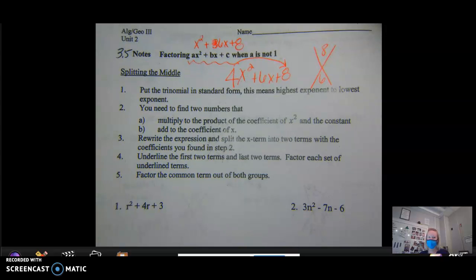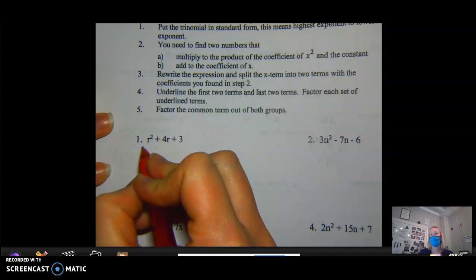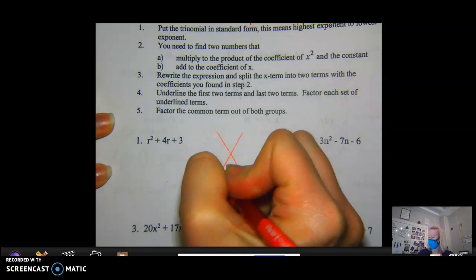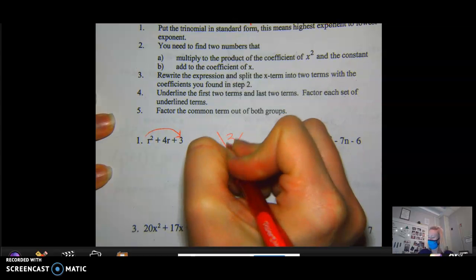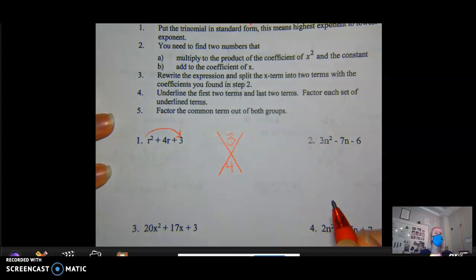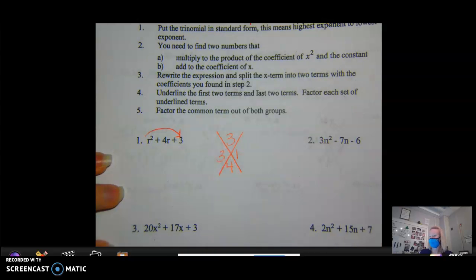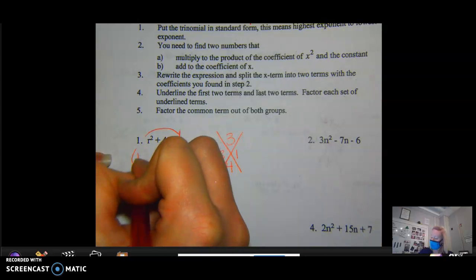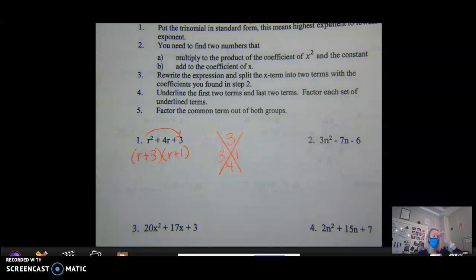Try number 1 together. Okay, so number 1, what is your A value here? 1. So this is one of the easier ones. So 1 times 3 is how much? What number goes down below? 4. Two numbers that multiply to 3 but add to 4, what would they be? 3 and 1. Okay? My answer on this is r plus 3, r plus 1. Okay? Are we okay? Okay.